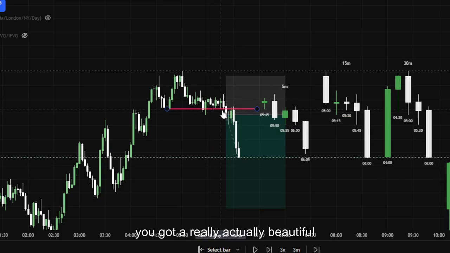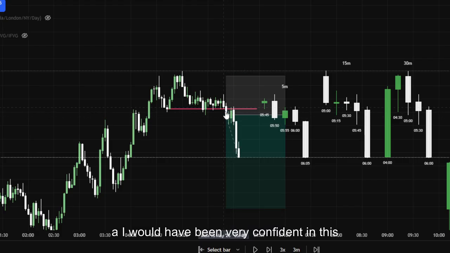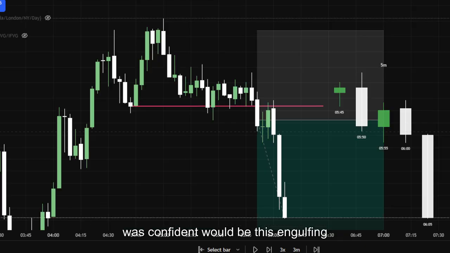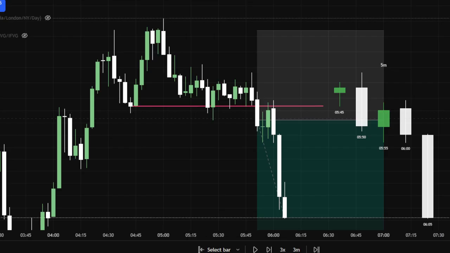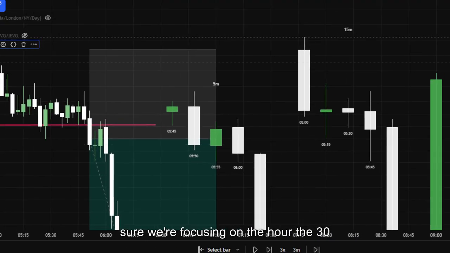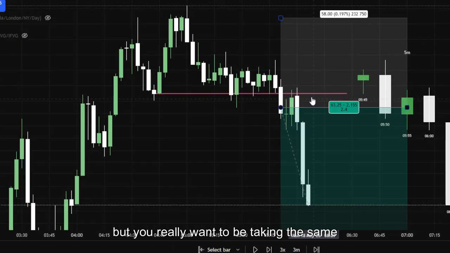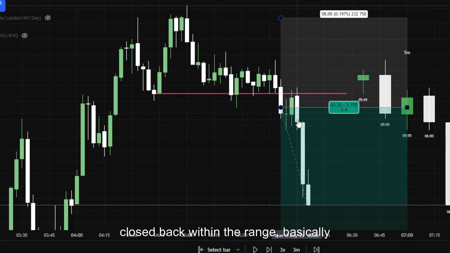You got a really actually beautiful rejection right there. Right off that, I would have been very confident in this short had I seen that. Actually, I would have told you right when I was confident would be this engulfing candle. Why? What did we do? We swept price's fractal. Sure, we're focusing on the hour, the 30, but you really want to be taking the same logic on your entries. What did we get? We swept the previous candle, closed back within the range, basically engulfed the entire thing.